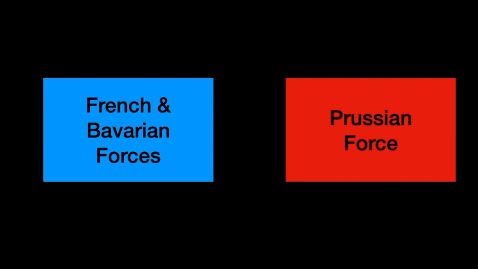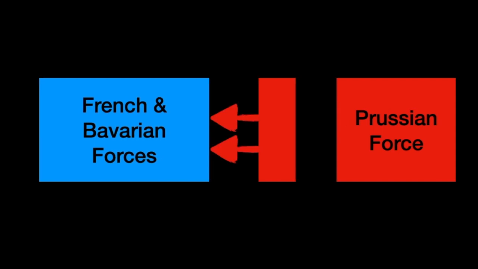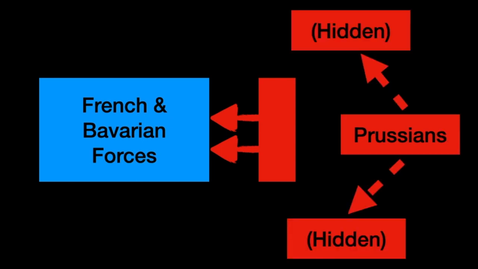All right, so here's what Frederick II does. So you've got the French and Bavarian forces versus the Prussian force. French are coming from the west, Prussians are in the east. All right, so we start off here. First thing Frederick does is he sends a vanguard force off to engage the French and Bavarian forces. So the Prussians initiate the fight. The French and Bavarians see the Prussians coming at them, and they fight. While this is going on, two other Prussian units split off from the central Prussian force in a flanking maneuver. They're going to secretively and quickly get around to either side of the French and Bavarian forces.